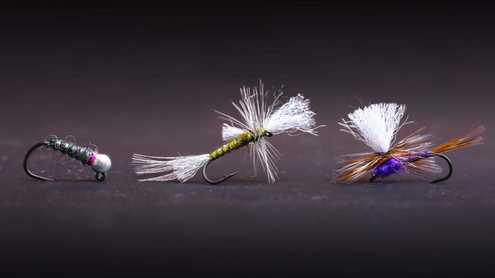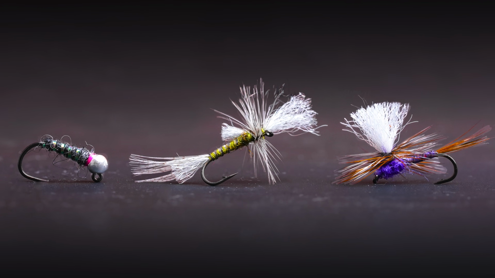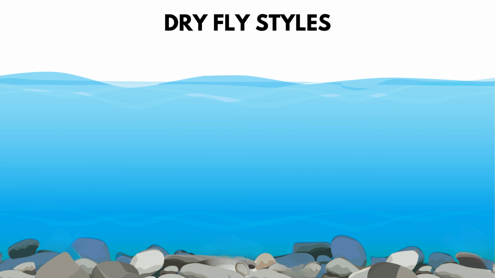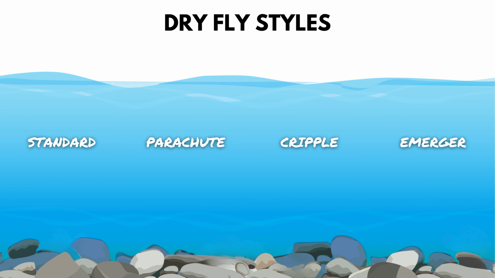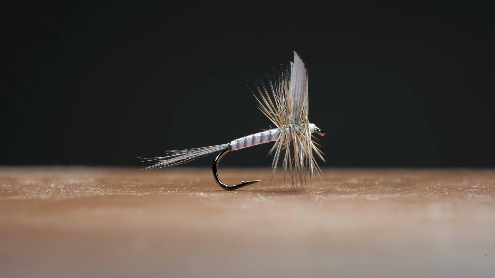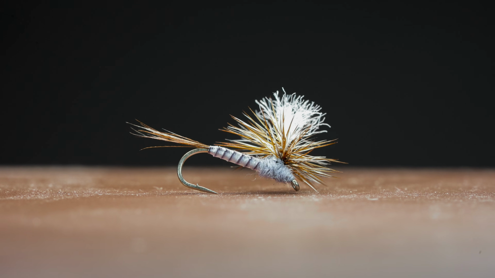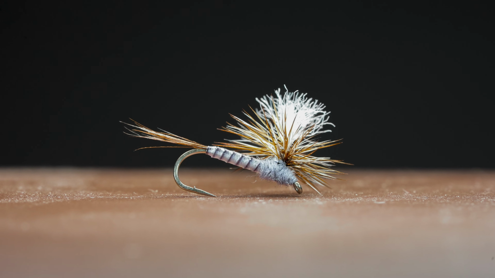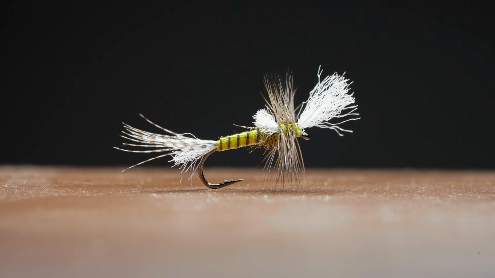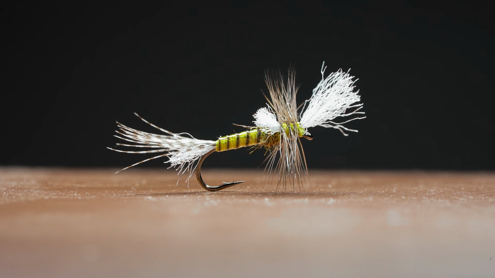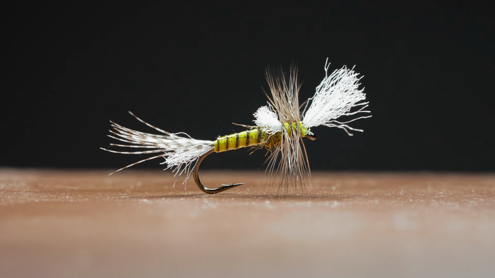Moving on to number 2, a lot of anglers get tripped up with all the different fly styles that are out there. As it relates to dry flies, there's a ton of confusion around standard versus parachute versus cripple versus emerger patterns. Standard or Catskill dry flies are tied with hackle around the body. Parachute flies are tied with hackle around a parachute post. Crippled dry flies imitate adults that have failed to fully emerge. They might have broken or distorted wings.